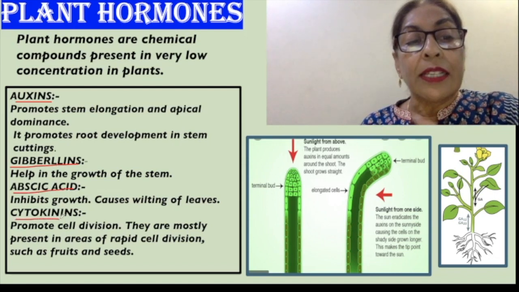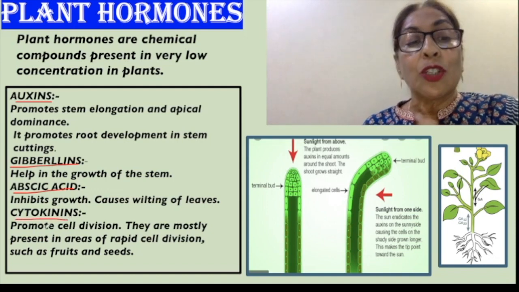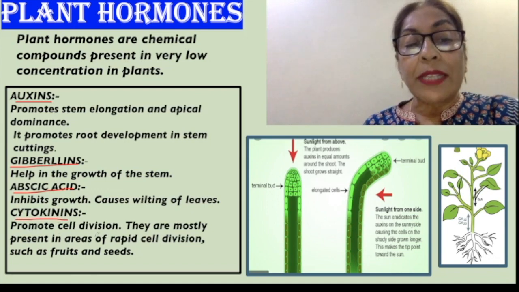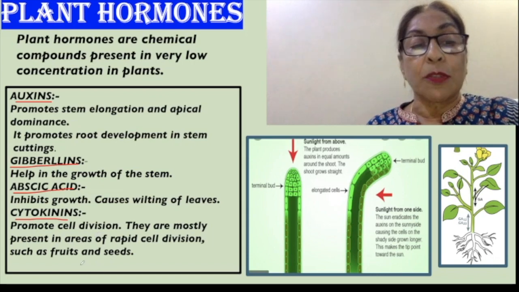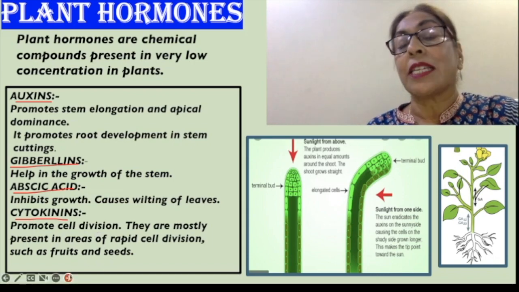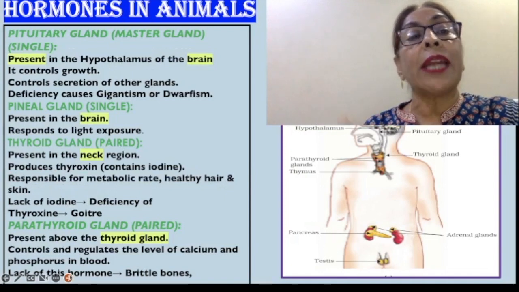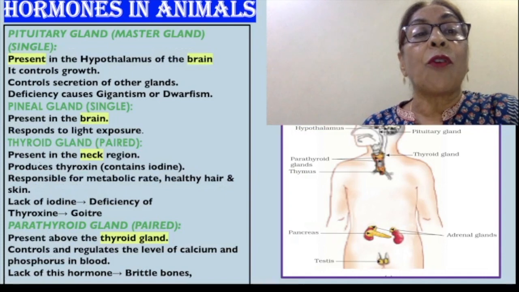Cytokinin. Cyto means cell, kinin means division. So it promotes cell division. They are mostly present in areas of rapid cell division such as fruit, seed, etc. Now we will see the hormones in animals. So in our body we have different types of hormones.